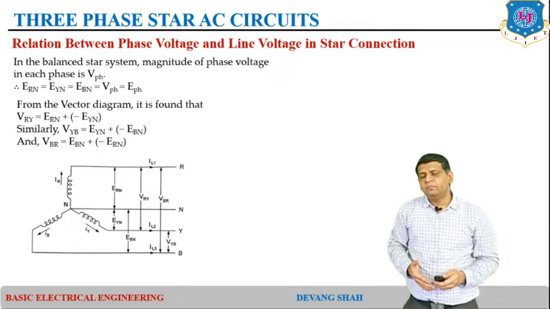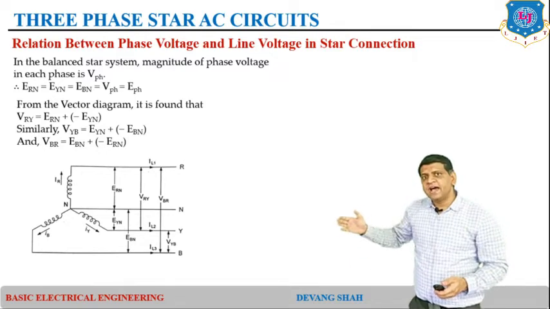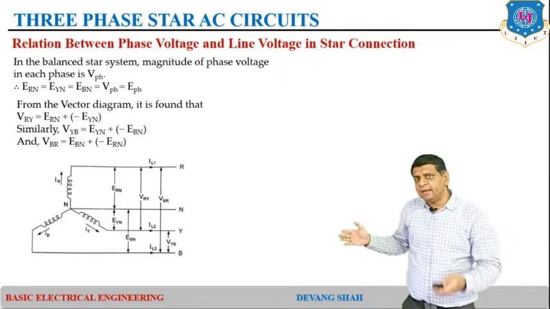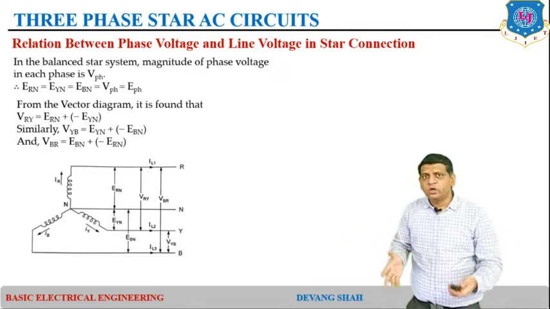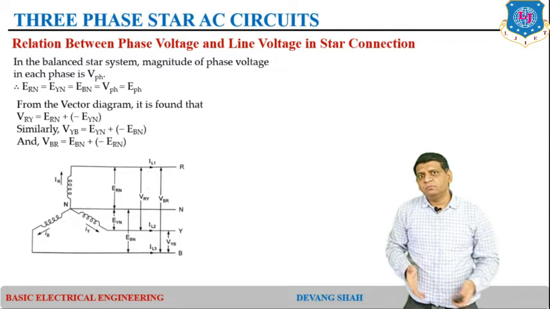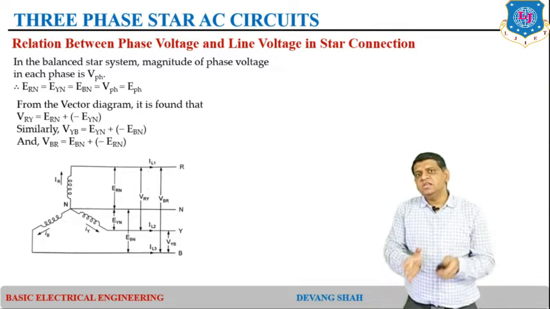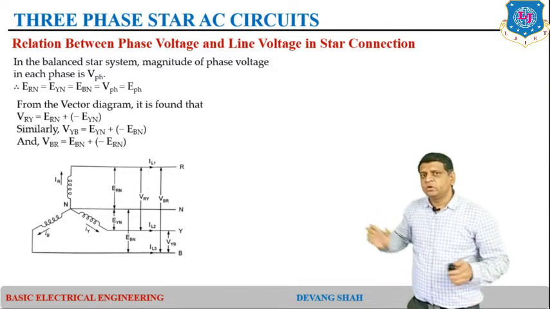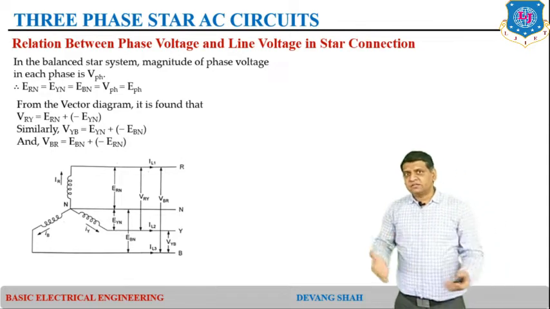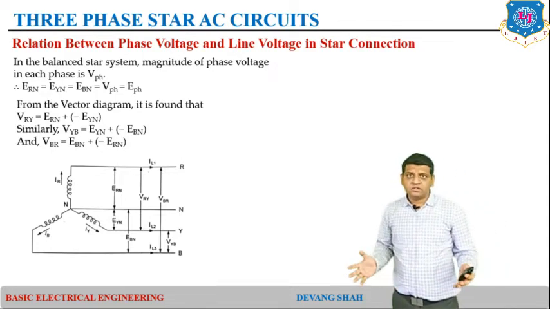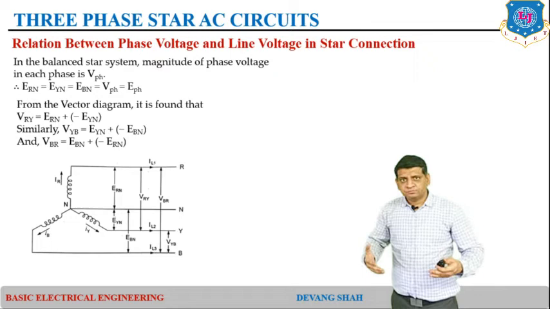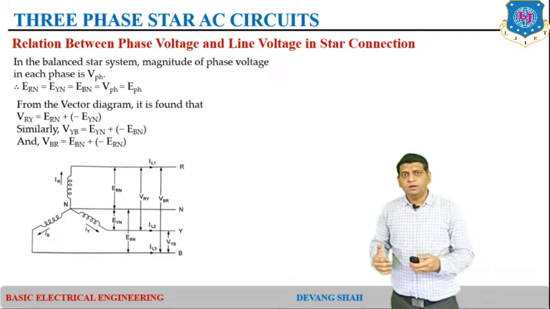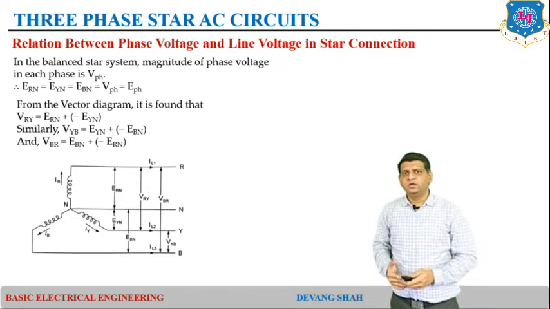Same way, if I'm looking for VYB, that is equal to EYN minus EBN. If I'm looking for VBR, that is nothing but EBN minus ERN, right? So by that way you can find. Now since this is a vector quantity, it is not straightaway a summation or subtraction, but we have to use the magnitude of this.